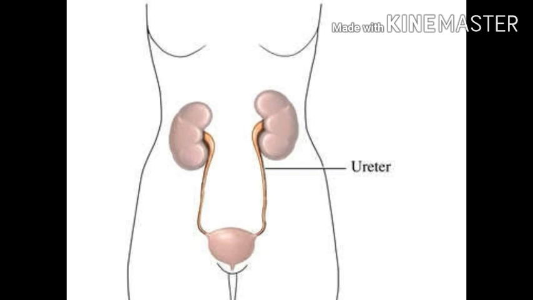The urine formed in the kidneys is carried into the urinary bladder through a narrow tube that runs from the inner side of each kidney. This narrow tube is called ureter. The main function of ureters is to carry the urine from the kidneys to the urinary bladder.